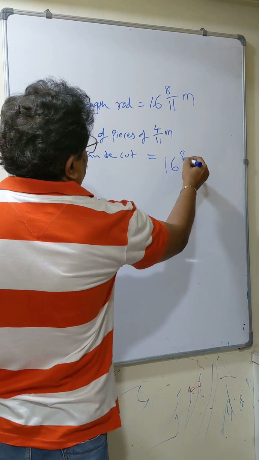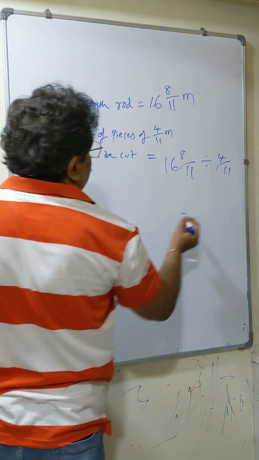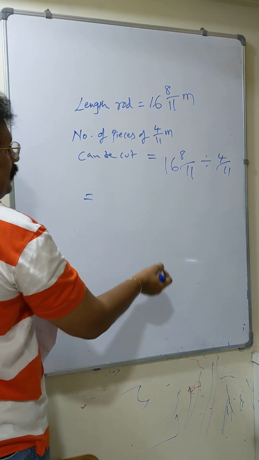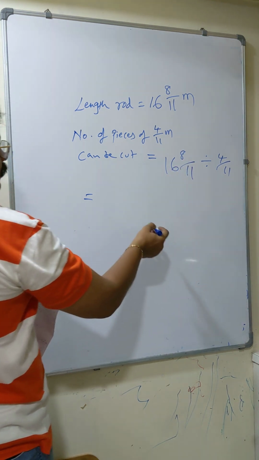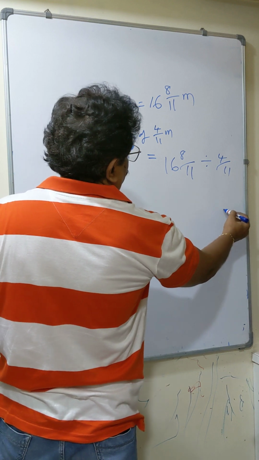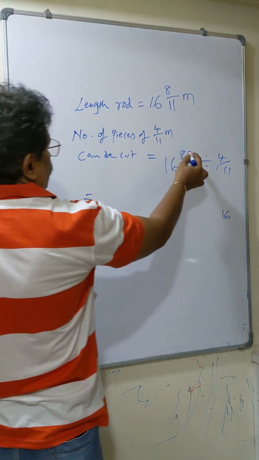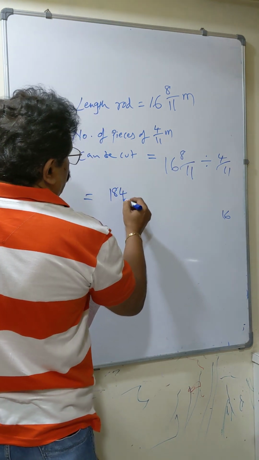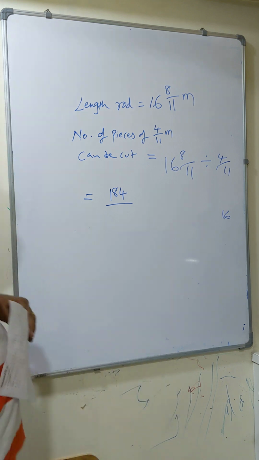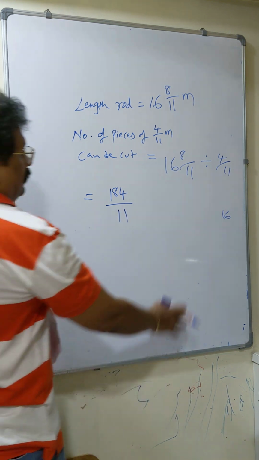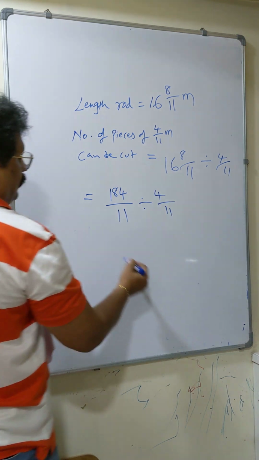So how many number of pieces of 4 by 11 meters can be cut is 16 8 by 11 divided by 4 by 11. That is equal to, 16 8 by 11 is how much? 16 elevens are 176, plus 8, 184. Mixed fraction को I am making as improper fraction. 184 by 11 divided by 4 by 11.